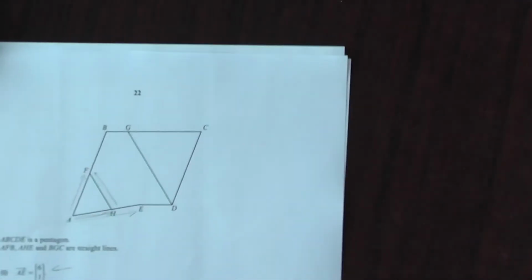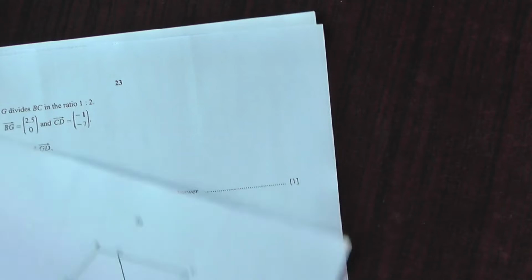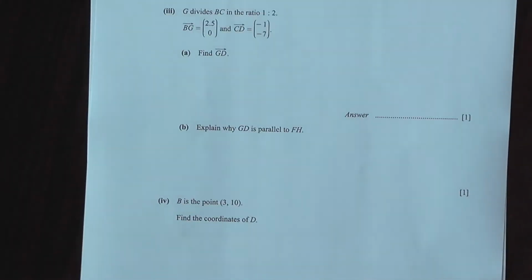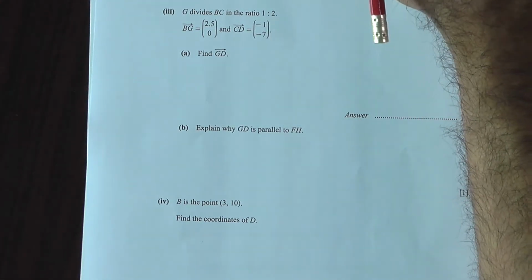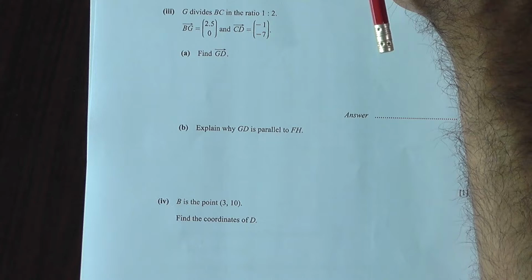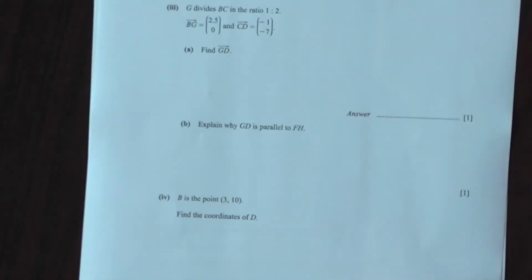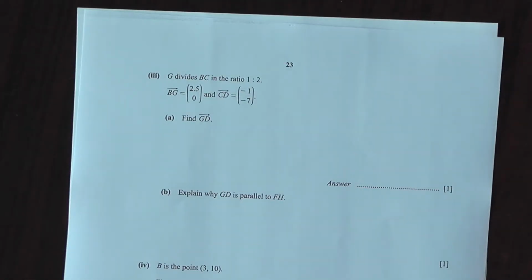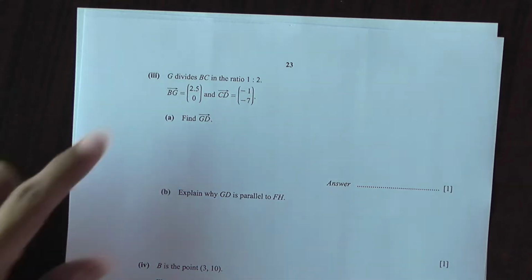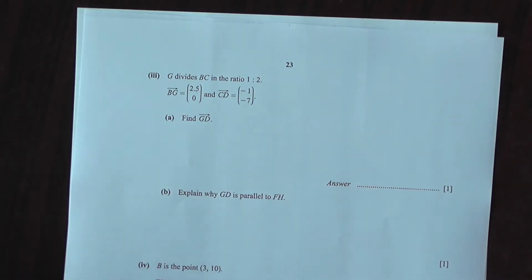The next part, let's study what the next part says. G divides BC in the ratio 1:2. I hope this is visible. G divides BC in the ratio 1:2. BG is (2.5, 0). CD is (-1, -7).